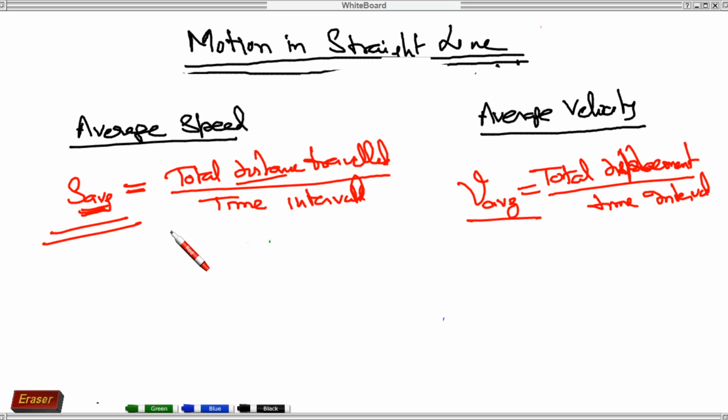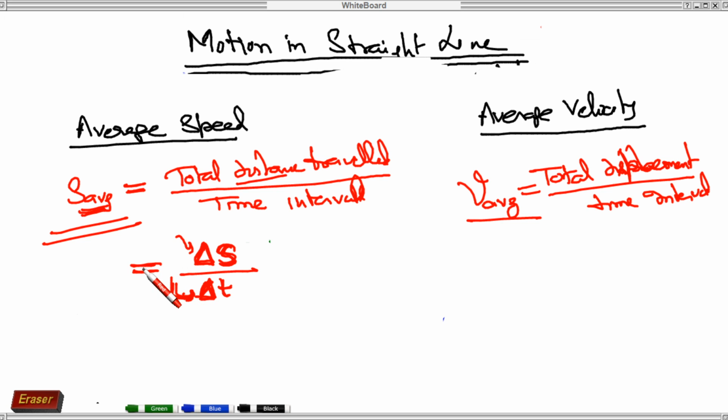So we can denote it like this: total distance traveled, we denote it as delta S, over delta T. Why are we using delta here? That is used for denoting this distance traveled, or the time interval, you can say.